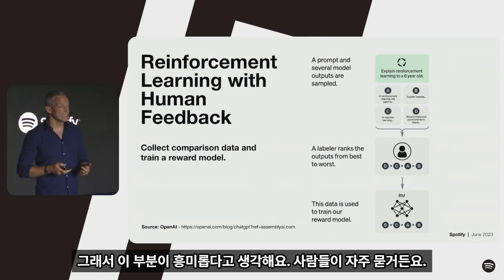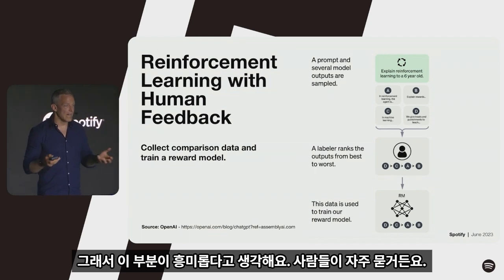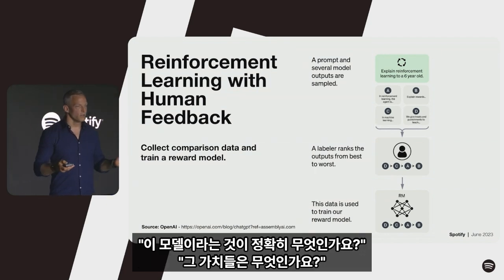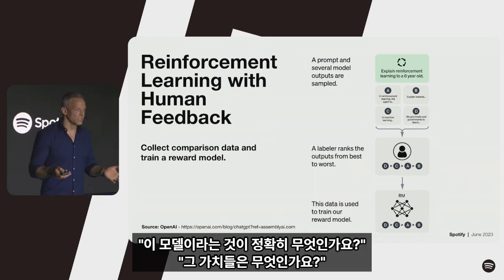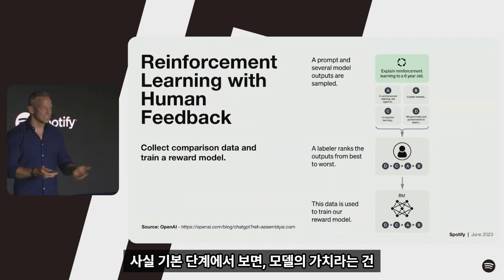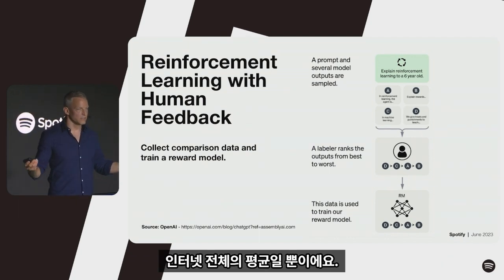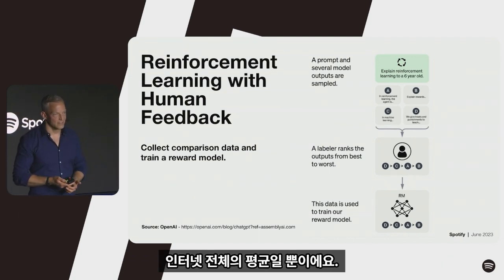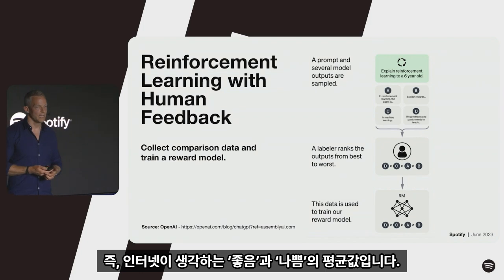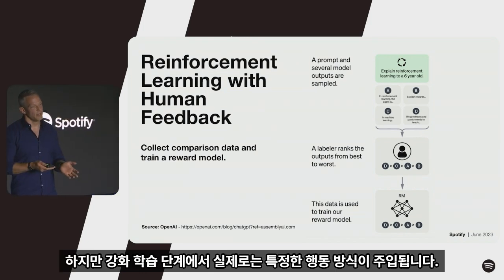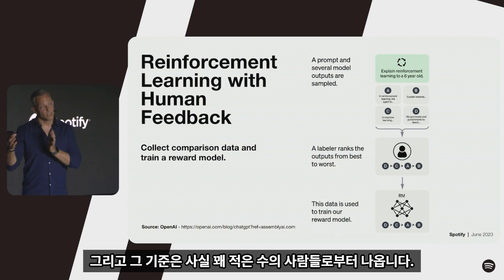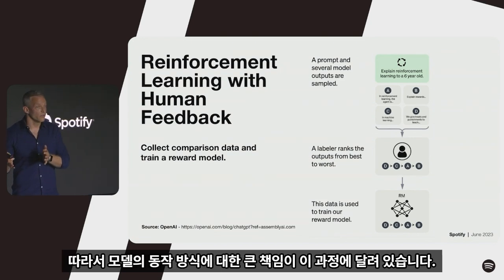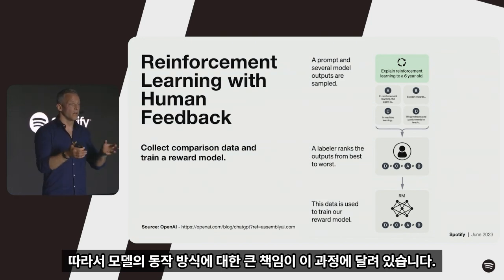So I think this is interesting because people ask, like, what does this model think? What are the values? And the truth is, in the base layer, the values of the model are just an average of the entire internet. It is what the internet thinks, good and bad. But the reinforcement learning step is actually what inserts a certain behavior. And that is actually a pretty small group of humans. So that is where a lot of the responsibility lies for how this model behaves.